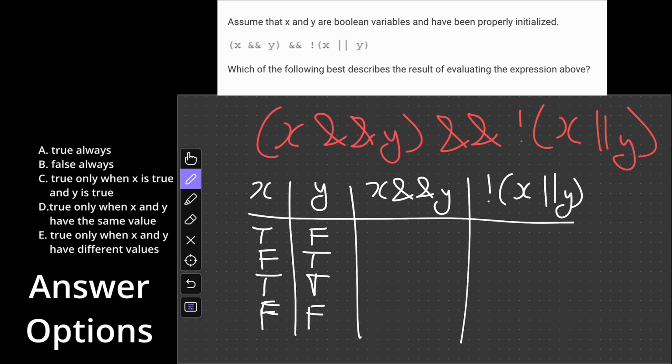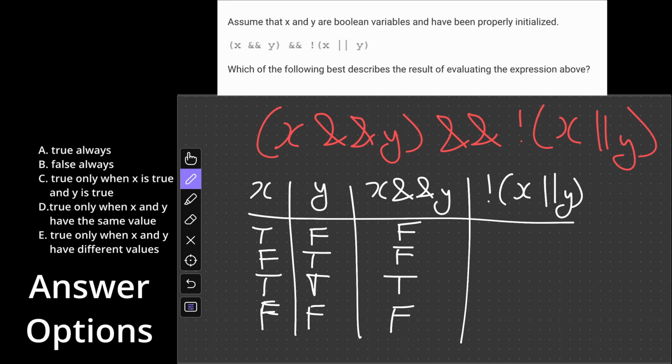So now what we're going to do is evaluate these 2 expressions that are separated by the and in the middle, this and right here. So x and y, true and false. Obviously that would be false because x and y are not both true. False and true, again false. True and true would evaluate to true because both are true. And false and false would evaluate to false because x and y is basically asking, are x and y both true? Now let's evaluate not x or y.